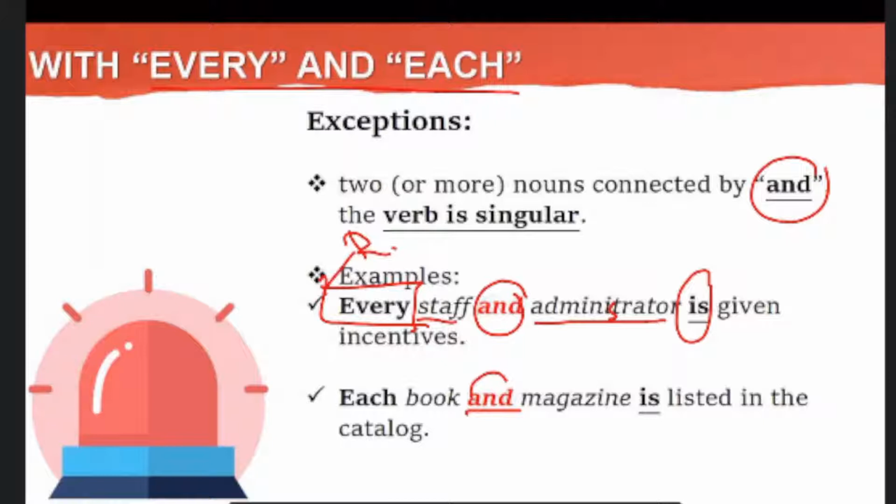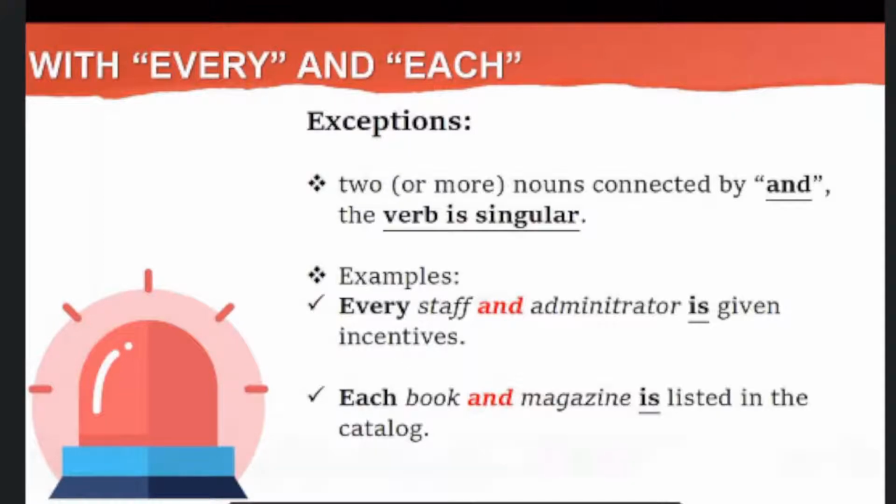The same case applies with the second example, using each. You need to focus here. For the exception, you need to focus on the rule. Here, each book is singular, connected by and to magazine, again singular, is listed in the catalogue. Whatever it is, it still applies the rule that after each, a singular noun equals a singular verb. I hope I'm not too fast.